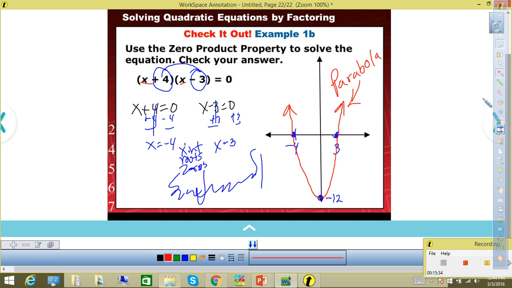Now, if you're going to do something like this, yeah, of course I'm going to dock points. It has to be correct. But yeah, I mean, if your parabola is all over the place, no. Here it is. X-intercepts, roots, zeros, and solutions. Move on.